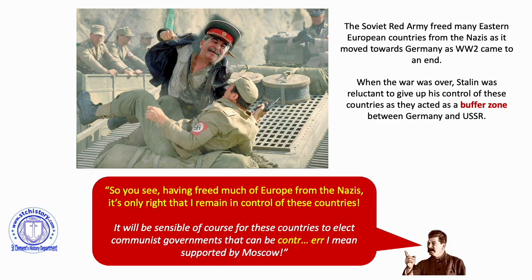So he says, you see, having freed much of Europe from the Nazis, it's only right that I remain in control of these countries. It'll be sensible, of course, for these countries to elect communist governments that can be supported by Moscow. I'm essentially implying there, by writing that, which is not a direct quote of Stalin, that he wants to control Eastern European countries, whereas the West, and what was agreed by the Grand Alliance, said there could be some influence but not control. This is where the paranoia starts.